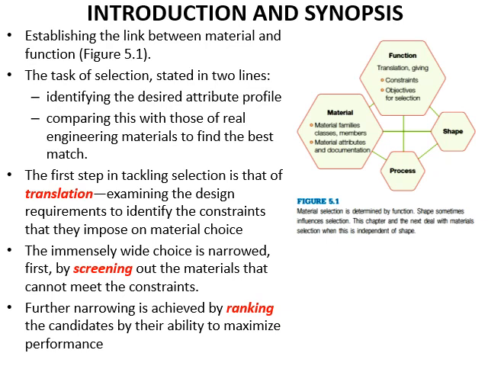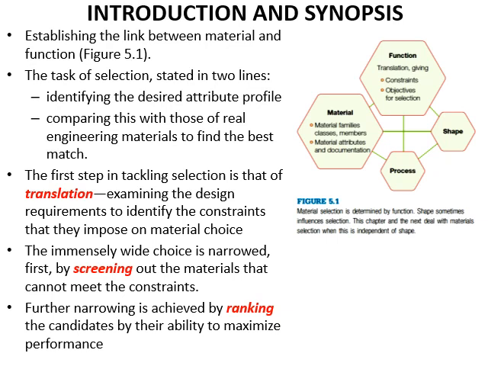The first step in tackling selection is translation, examining the design requirement to identify the constraints that they impose on material choice. Then we knock out the unrelated materials by screening out the materials that cannot meet the constraints. At this level, all materials that pass screening are potential candidate materials that can be used.